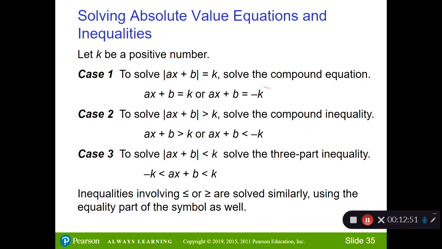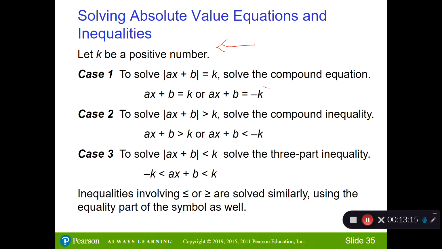If I've got an absolute value equals something, set it to the 2 equations like in the last example. If it's an inequality, look at the way the inequality is. If it's bigger than the number, I'm going to set the expression inside the absolute value bigger than the positive or less than the negative. If it's less than the number, then I'm going to set it in between the negative and the positive.